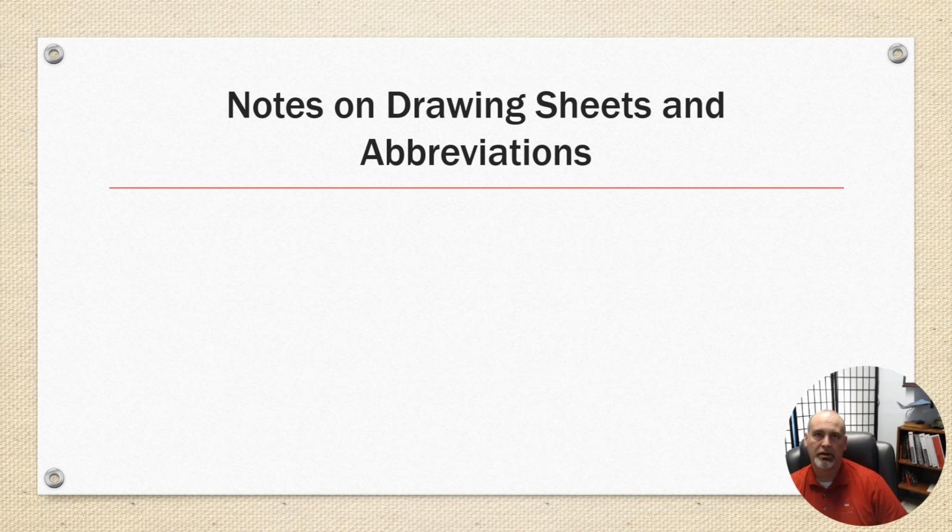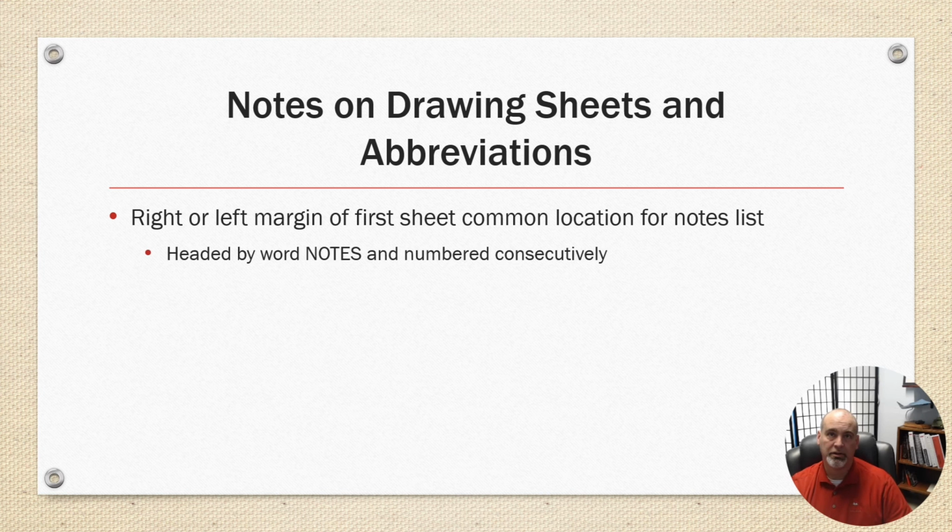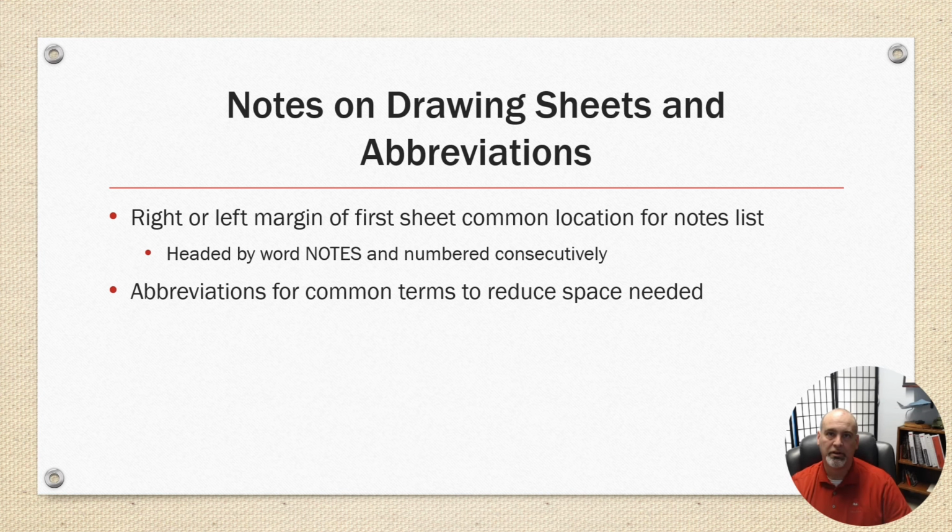Okay, notes on drawing sheets and abbreviations. The right or left margin of the first sheet is a common location for the notes list. So if you have a multi-sheet drawing, it's common to have all the notes on the very first sheet. That doesn't mean it necessarily applies to the first sheet; it could be several sheets in. Notes should be headed by the word notes and numbered consecutively.